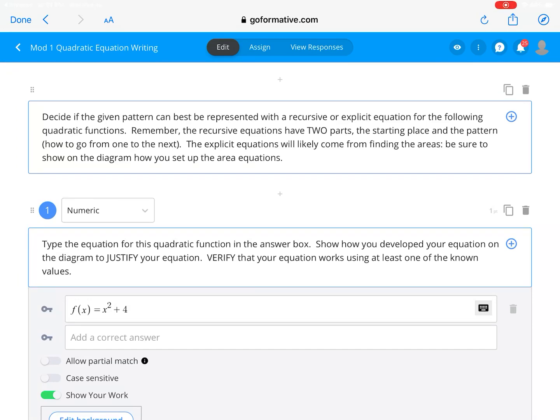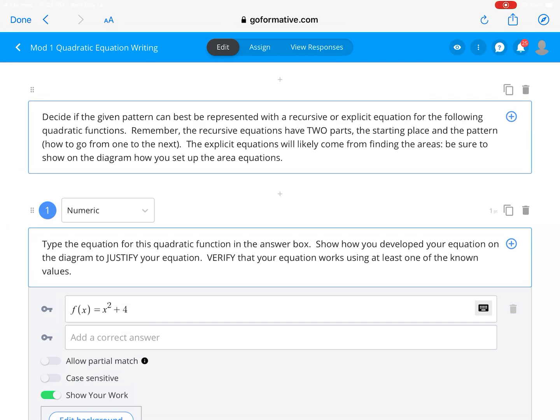Okay, I wanted to make a video to get you guys ready for tomorrow. So let's talk about these patterns and recursive and explicit equations. At the top it just says, remember, recursive equations have two parts, the starting place and the pattern where to go next. Explicit equations will likely come from finding the areas. Be sure to show on the diagram how you set up your area equations.